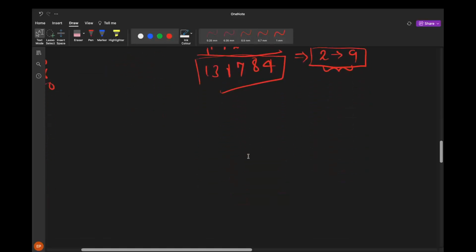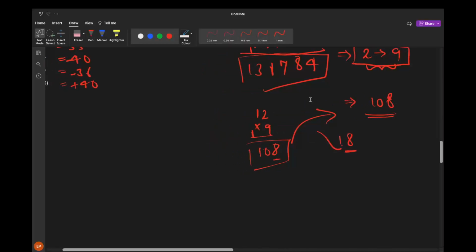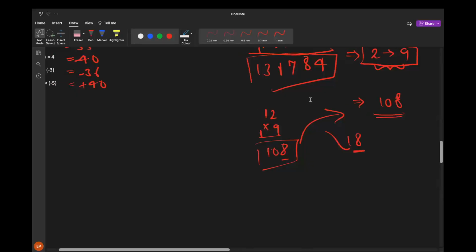We can do any other. 12 into 9: we know 12 nines are 108, right? We'll check whether 108 is correct or not. 9 twos are 18, 1 carry. 18 means the unit digit will be here, and this carry will go there. 9 ones are 9, plus 1 is 10. So the answer is 108, matching with 108. Like this we can do multiplication.